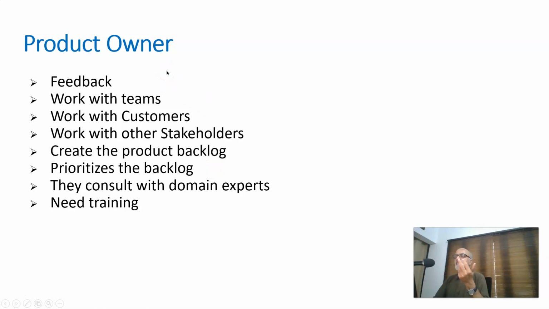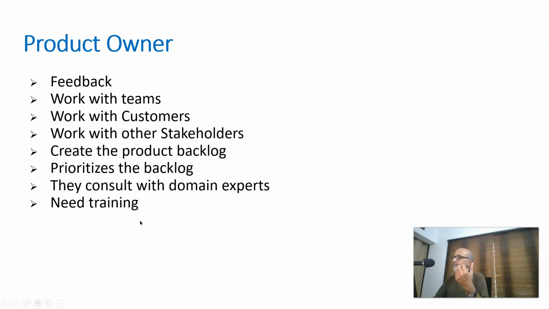Then the product owner is supposed to give feedback when the engineering development team or the self-organizing teams build something. The product owner must provide feedback on what they have developed. Whenever they have any questions, the product owner should clarify it immediately. So he is also part of the team. He has to work very closely with the teams, work with customers, work with other stakeholders, create the product backlog, prioritize the backlog. They consult with domain experts, because sometimes to decide certain things we may have to talk to knowledgeable people about those domains.